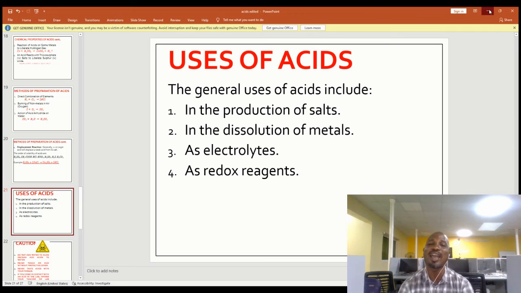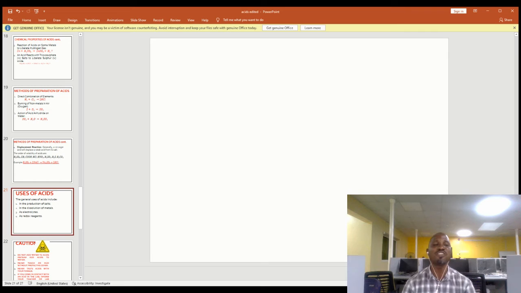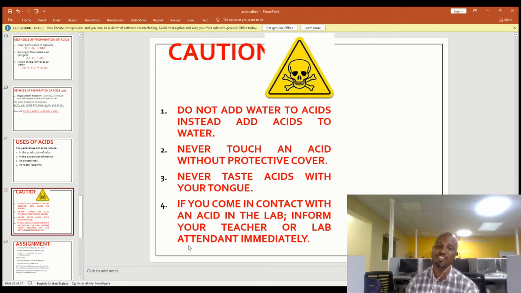Then of course acids are used as electrolytes. Remember I said electrolytes are chemical substances that conduct electricity either in molten state, fused state, or in solution. And lastly, acids can be used in redox reactions as redox reagents, as we have some oxidizing agents and reducing agents used as acids. So my wonderful students, acid can also be used for dehydration. Yes, tetraoxosulfate(VI) acid in concentrated form is used for dehydration. Dehydration means removal of water from any substance.